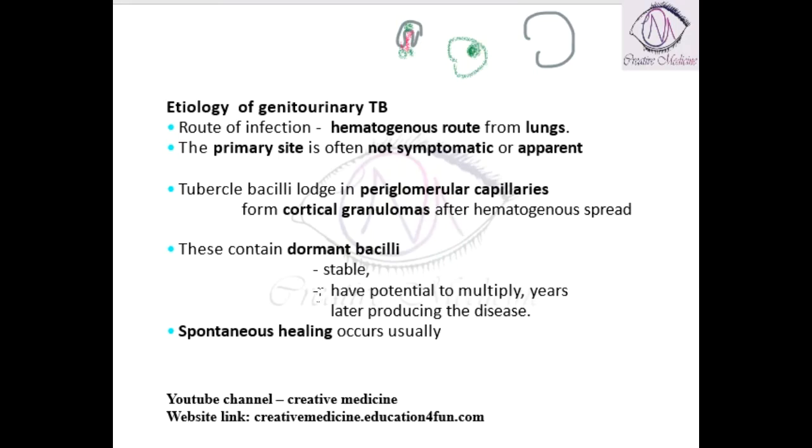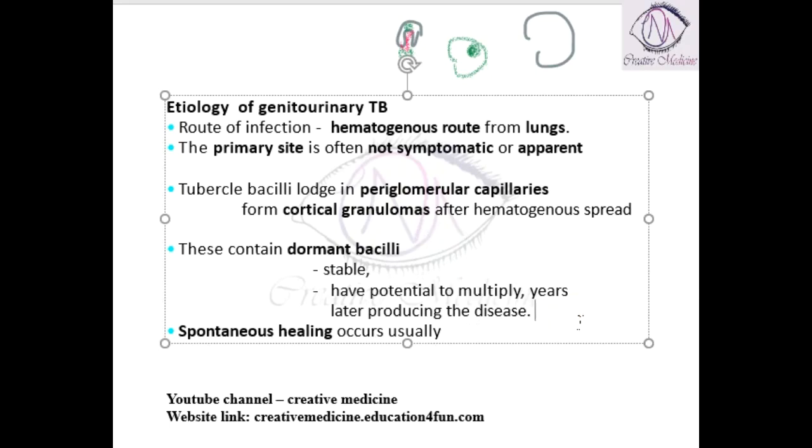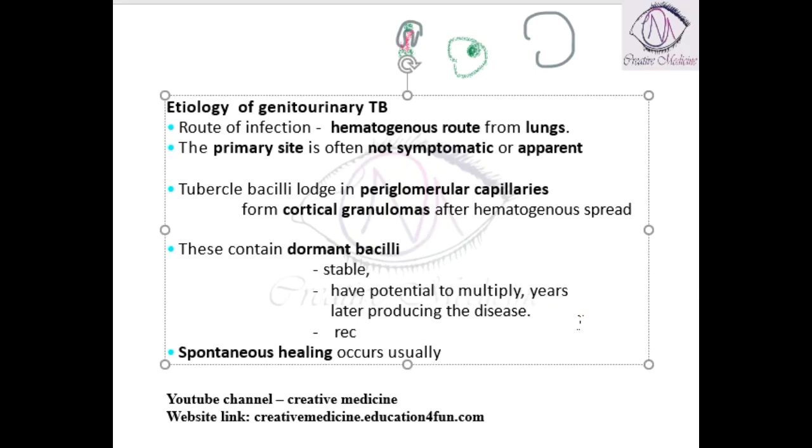These cortical granulomas will contain the dormant bacilli. So in the cortical granulomas we find dormant bacilli. These dormant bacilli are stable, and they can multiply years later, producing the disease. For example, if the patient develops disease years later, these bacilli may multiply, and they can cause recurrence of the disease also. So these dormant bacilli are actually responsible for recurrence of the disease.